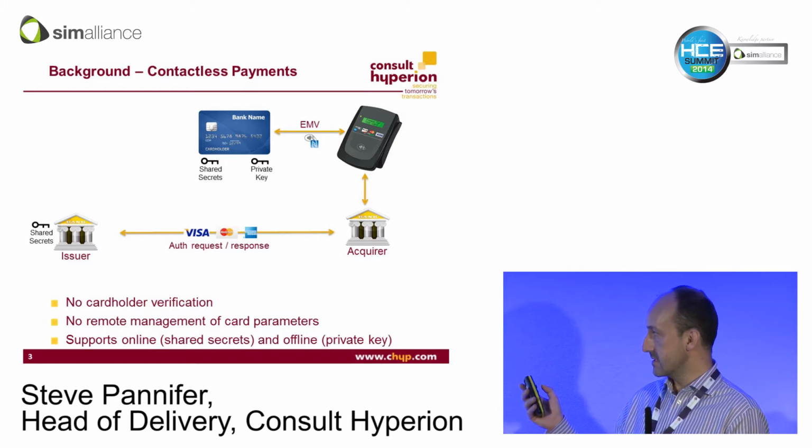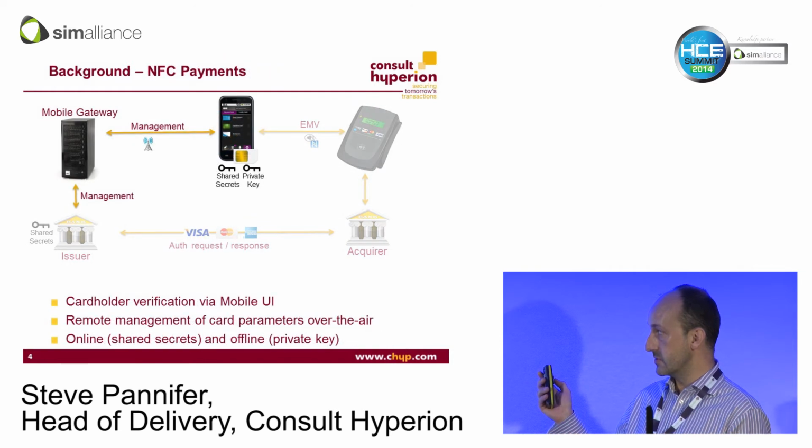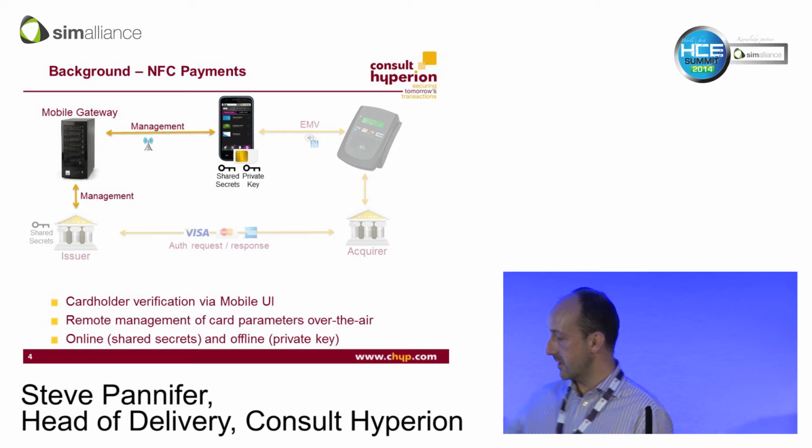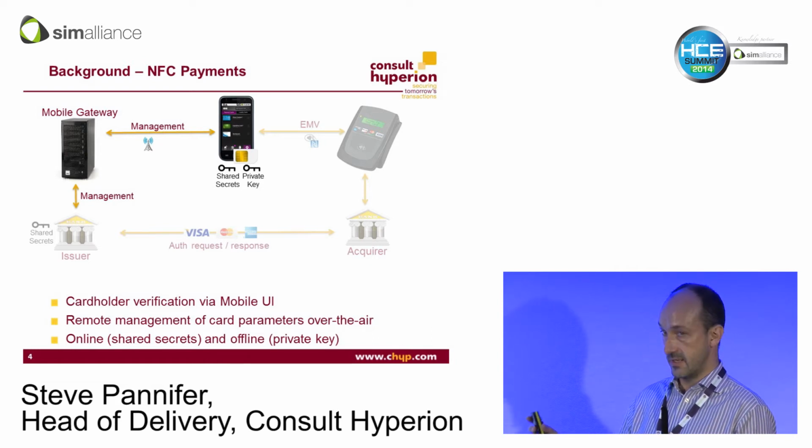So that's contactless cards. So what happens when we move that into NFC, normal conventional NFC with a secure element? So you can see instead of having the card here, a smart card, I've now got another smart card, which is the SIM. Same keys are in that card, so it works in exactly the same way from a payment point of view. But there's a couple of key differences.